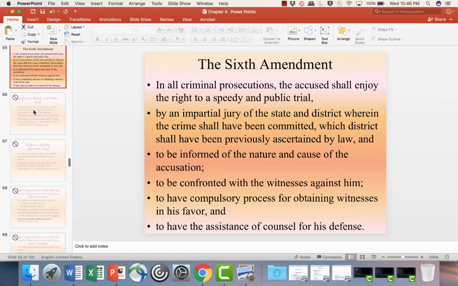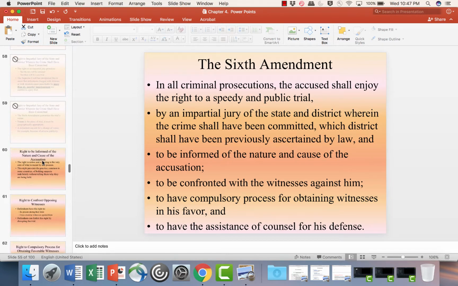The Sixth Amendment is about the right to a speedy and public trial. It has to be by an impartial jury. They have to be informed of the nature and cause of the accusation, to be confronted by witnesses against them, and to have compulsory process for obtaining witnesses in their favor. And then last, to have the assistance of counsel for defense.